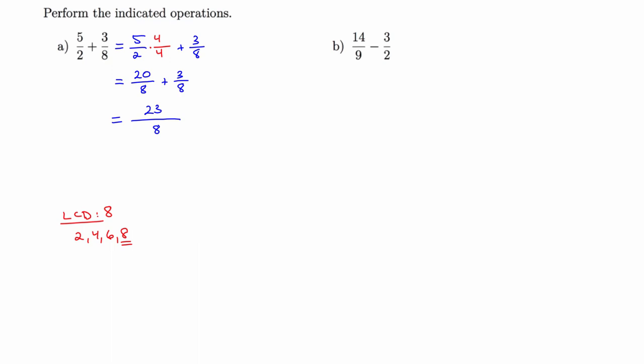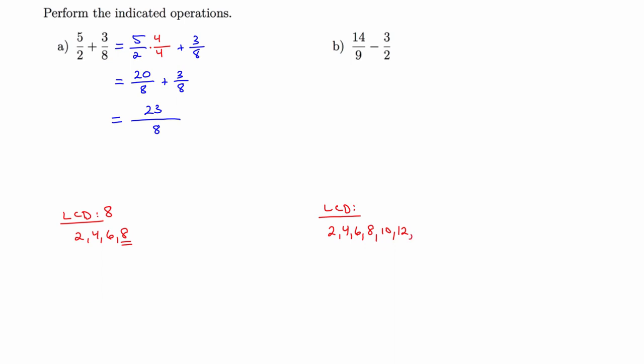In part B of this example, we have 14 over 9 minus 3 over 2. What we need to first do, to be able to subtract these fractions, is to find a common denominator for 9 and 2. We could begin the same way that we started with part A. We take the smaller number 2, and we start listing its multiples. 2, 4, 6, 8, 10, 12. You'll notice that we skipped over 9 because 9 is not a multiple of 2.